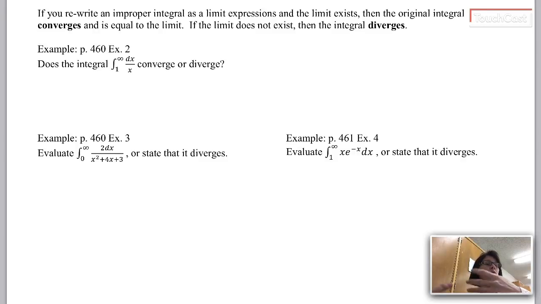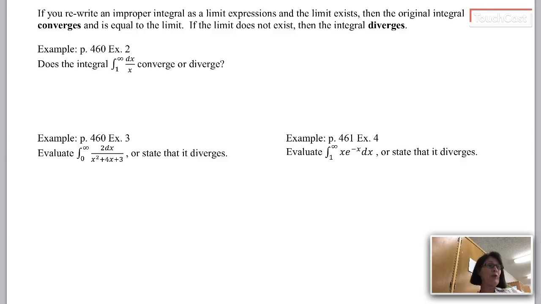Some important words to know before we get started. If you rewrite your improper integral using a limit expression and you try to evaluate that limit and you find a limit, then we say the original integral converges. And the result of that integral is going to be that limit that you get. If you try taking the limit and the limit does not exist, or the limit is positive or negative infinity, then we say the original integral diverges.